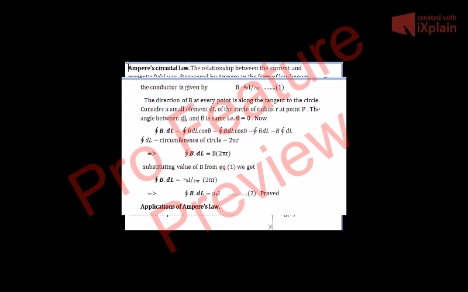Now what is dl? In this case, since the magnetic line of force or magnetic field line is circular, dl is the total length of this circle, which is equal to the circumference of the circle, and it is equal to 2 pi r. So B dot dl will become equal to B 2 pi r.